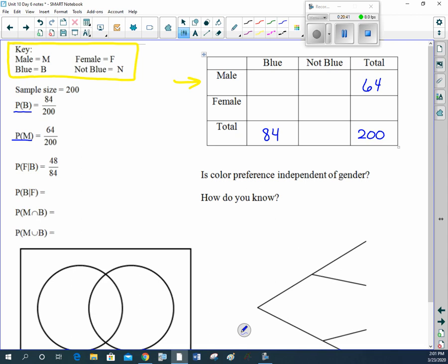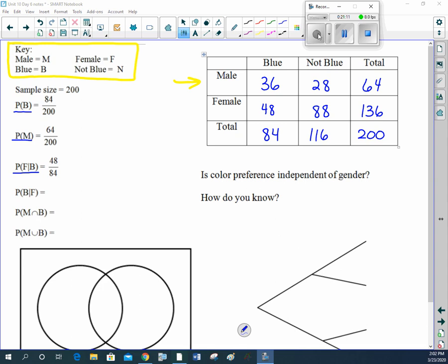Okay, and now we have a given scenario right here. This one says the probability female given that you like blue, and that's 48 out of 84. So given that you like blue, being female is 48 out of 84. That's got to be in that column. Okay, so what I would do now is just figure out all the missing spots. Take a minute and figure out what all the missing spots are. Okay, hopefully you got the same numbers I did.